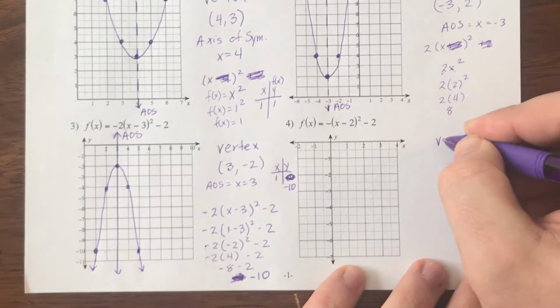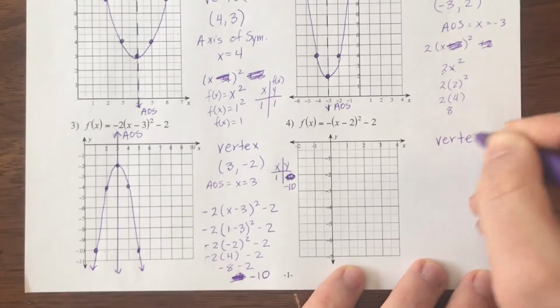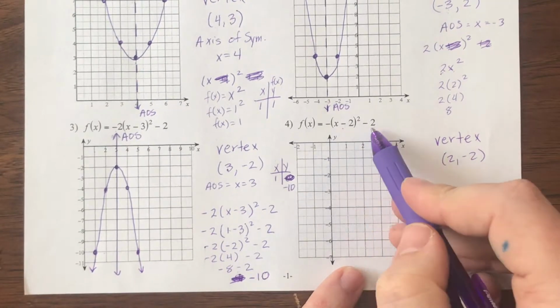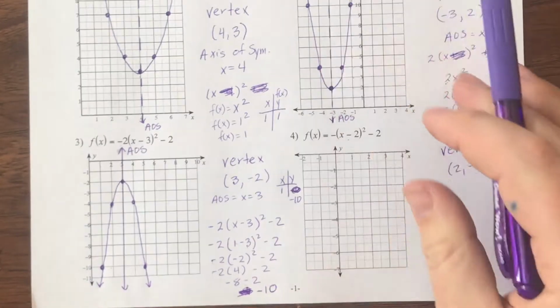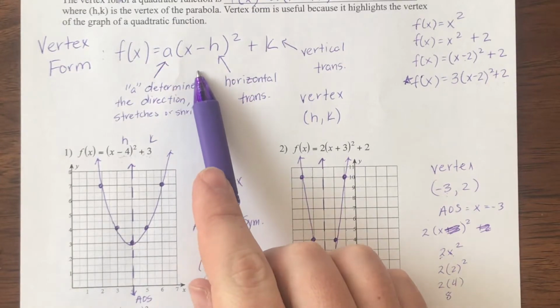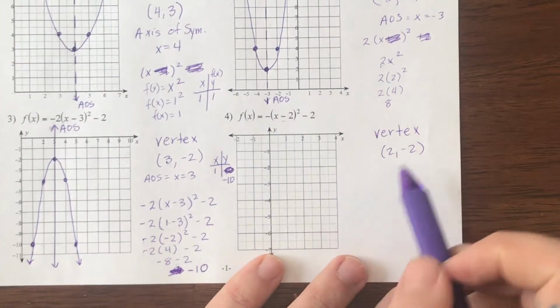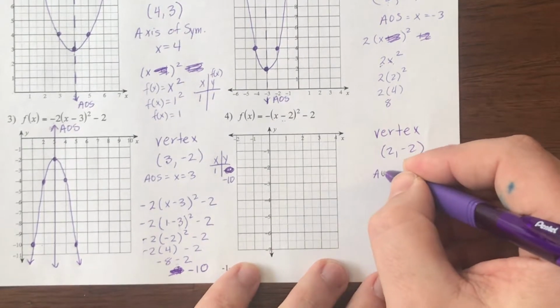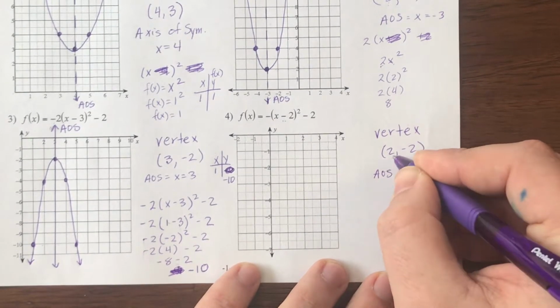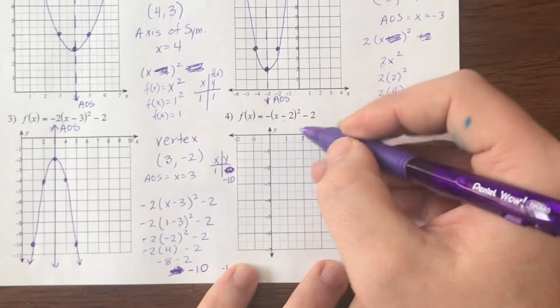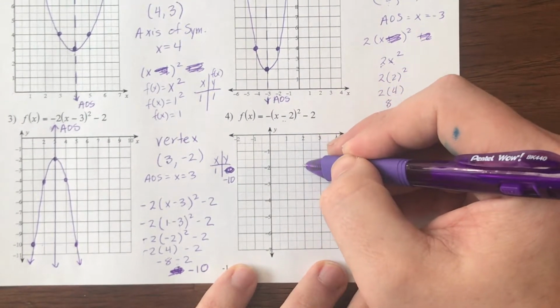So the vertex, I'm going to work through this one very quickly. Our vertex is (2, -2). Again, it's always the opposite of h, and then k. If you're looking at it, it's opposite h, k. And then what is my axis of symmetry? Well, my axis of symmetry is x equals whatever this is, 2. So I got a point at (2, -2).